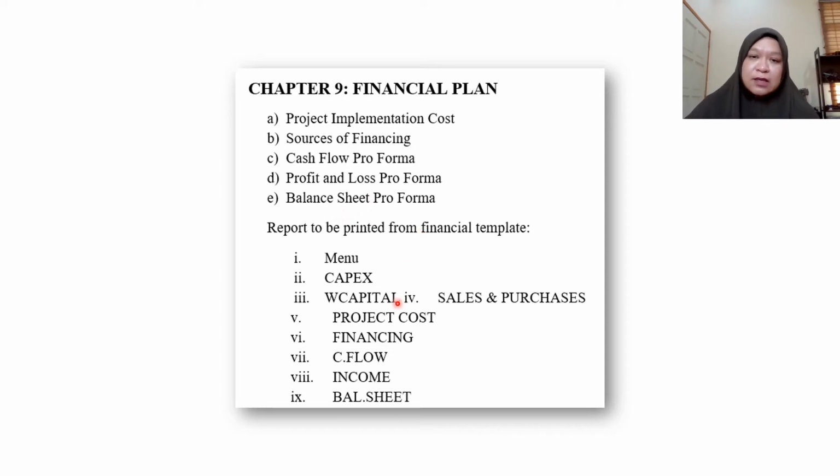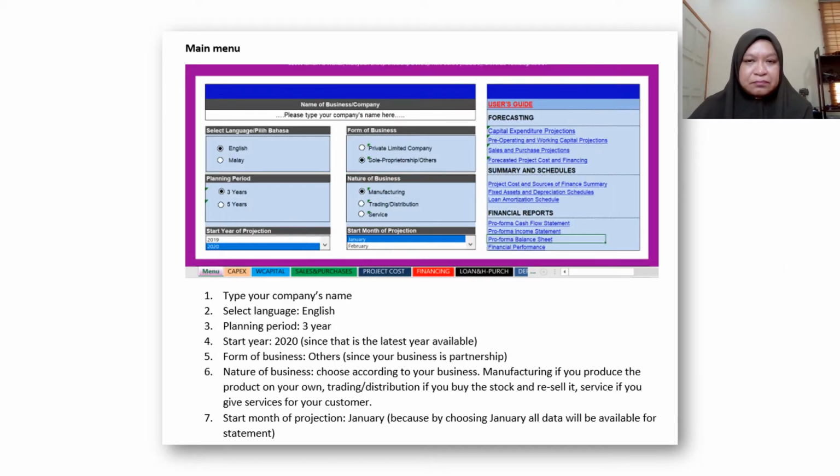When you want to submit the business plan assignment, you need to print screen and include it in the financial plan, chapter 9. All of these menus: capex, working capital, project cost, financing, cash flow, income statement, balance sheet, and also sales and purchases. Okay, let's start.